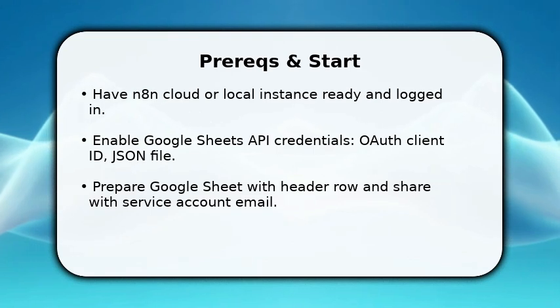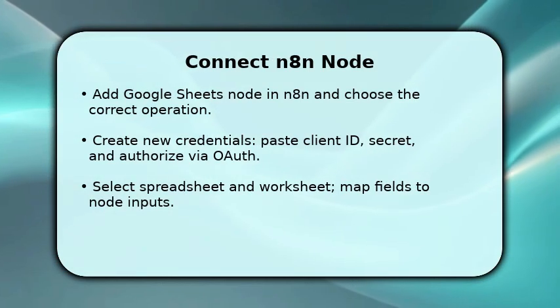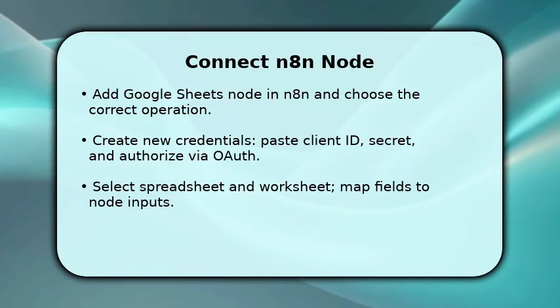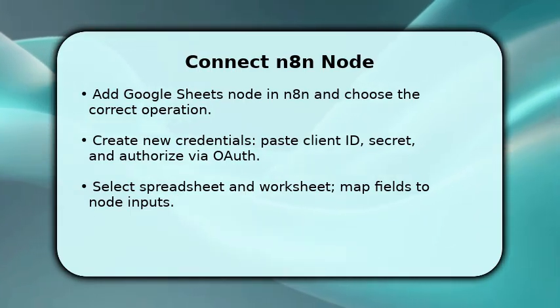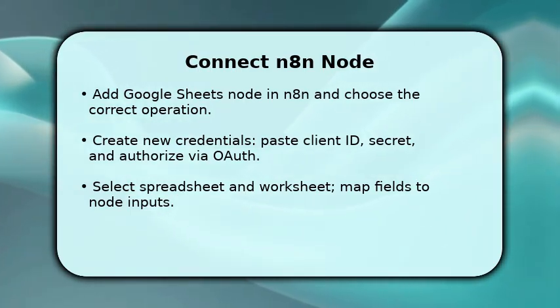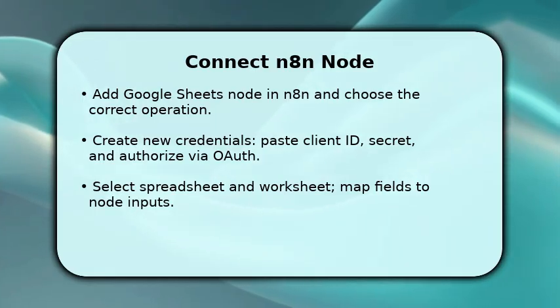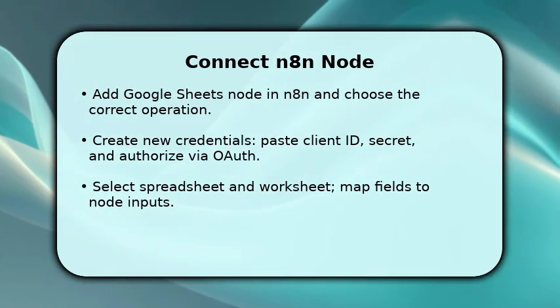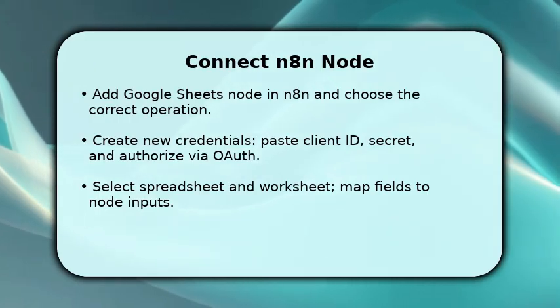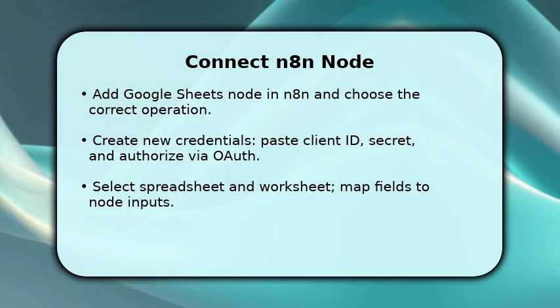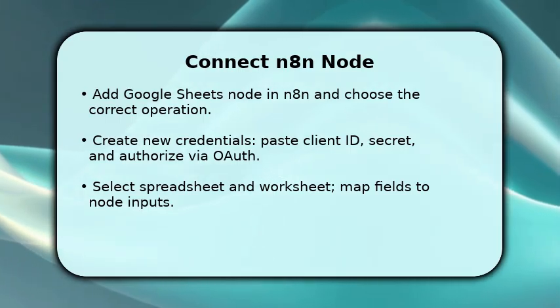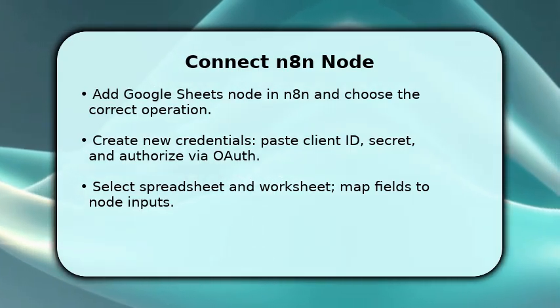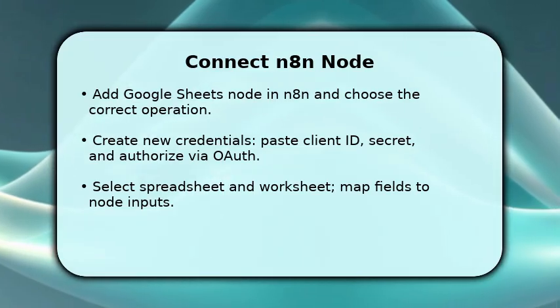Now you add a Google Sheets node to your workflow and pick the operation you need, append, read, or update, because the node behavior changes with that choice. Then create new credentials inside n8n. Paste the OAuth client ID and secret, click Authenticate, and complete the Google consent steps so n8n gets a token. Once authorized, pick your spreadsheet and worksheet and map the sheet columns to the node fields. This mapping ensures data flows.